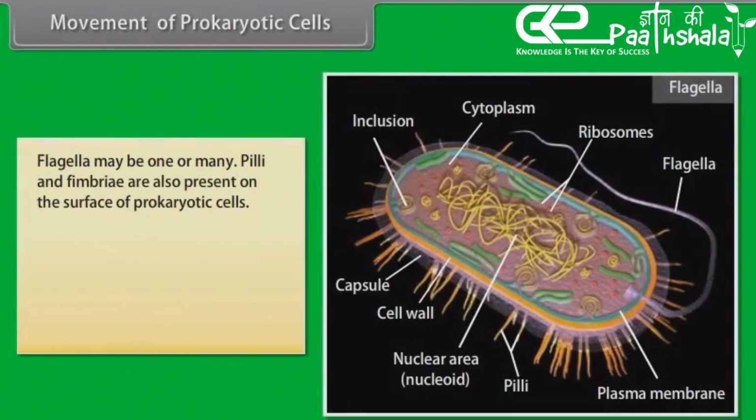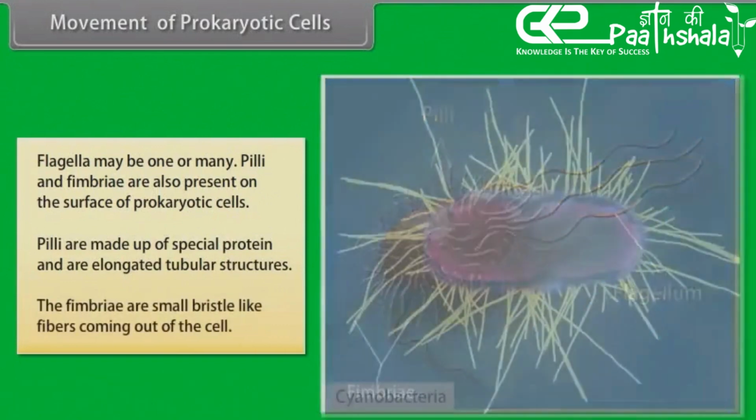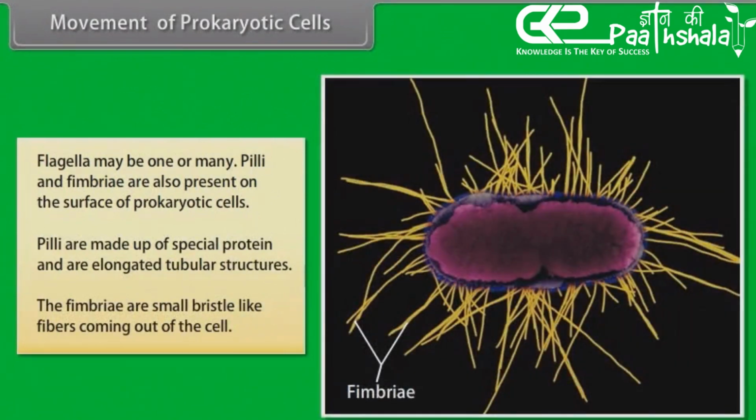Pili and fimbriae are also present on the surface of prokaryotic cells. Pili are made up of special protein and are elongated tubular structures. The fimbriae are small bristle-like fibers coming out of the cell.